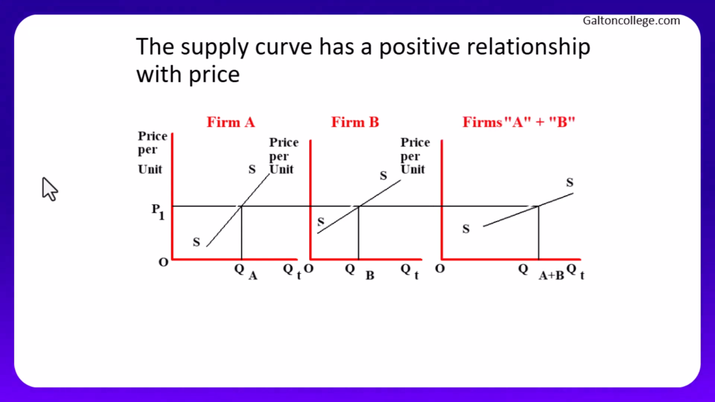So at price P1 we simply add QA to QB and we get the total market output. If there are 2 firms in the market, 2 producers, at the price P1 add both together and we get the total market output.